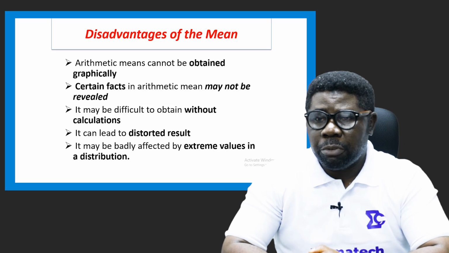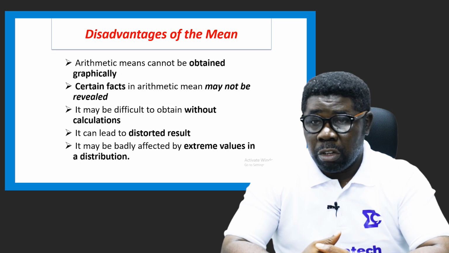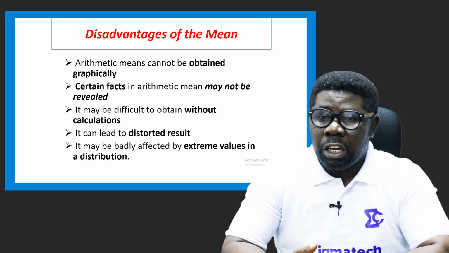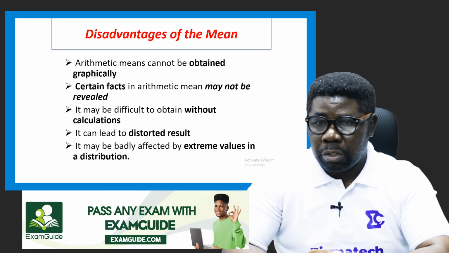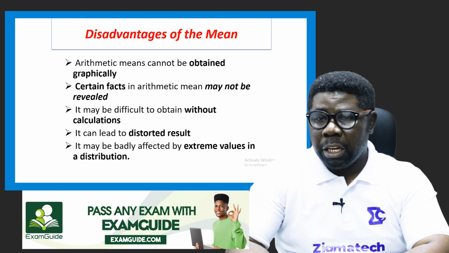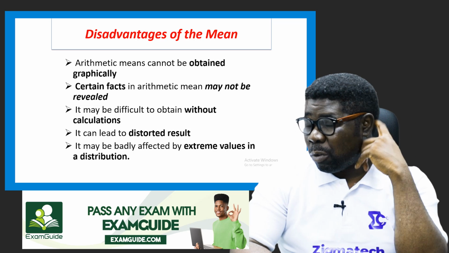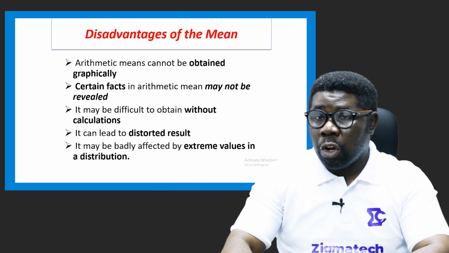It may be difficult to obtain without calculation. Like what I just did, if I want to get a mean for that frequency table I just provided, you have to do a lot of calculation. Then it can lead to distorted results. It may be badly affected by extreme values in the distribution. Like I said, the one that has 9 and the one that has 1 will affect it. So that's one of the downsides of the mean.